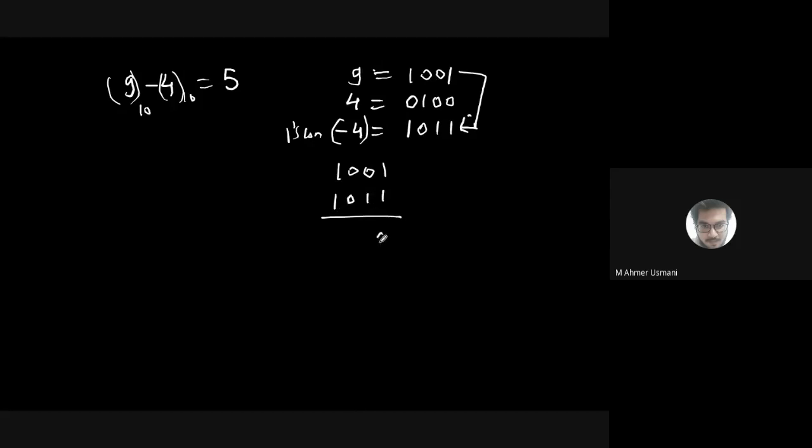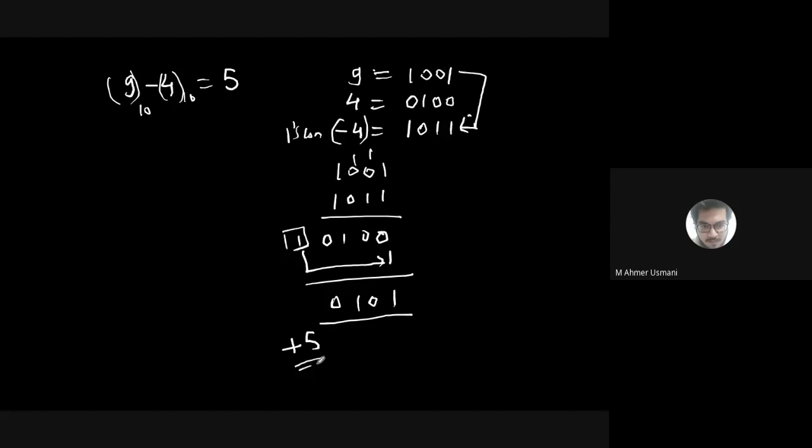1 plus 1 is 0, carry 1. 0 plus 1 plus the carry is 0, carry 1. 0 plus 0 plus carry is 1. 1 plus 1 is 0, carry 1. So this carry 1 is there. You need to add it to the original number. So add it. What will we get as the output? 0 1 0 1. So since there was a carry, that means the number was positive, and whatever value you have got is the true magnitude. So it is nothing but 5. Is it clear? Yes, sir.